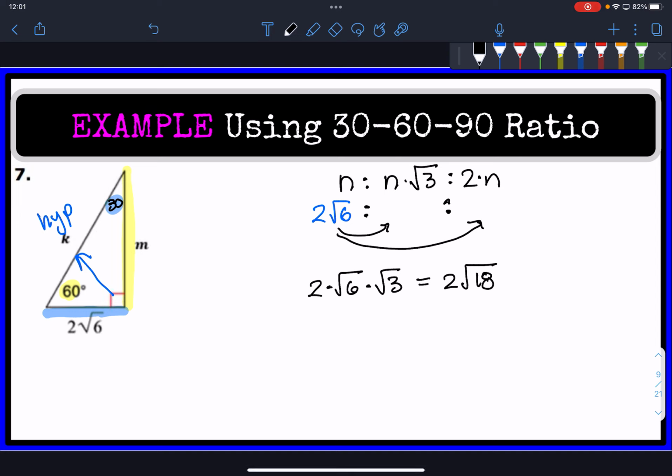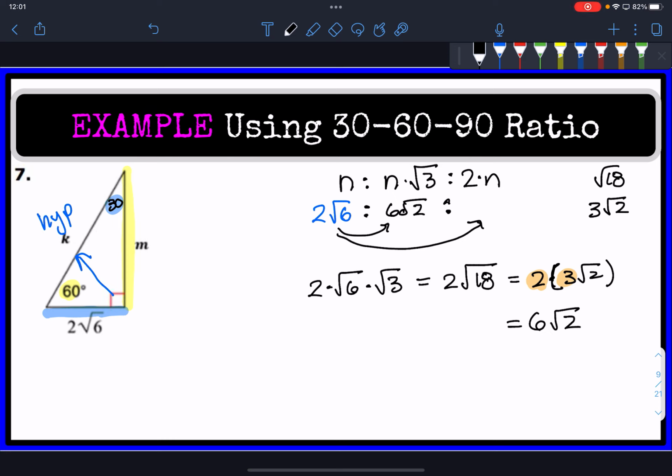And since the square root of 18 simplifies to 3 times the square root of 2, I can rewrite this as 2 times, let me put in parentheses, 3 times the square root of 2. And multiplying these two numbers that are on the outside of the radical, that equals a total of 6 times the square root of 2. So 6 times the square root of 2. That's going to be the side opposite of the 60. So that's 6 times the square root of 2.